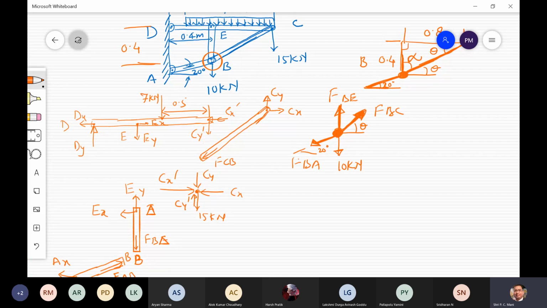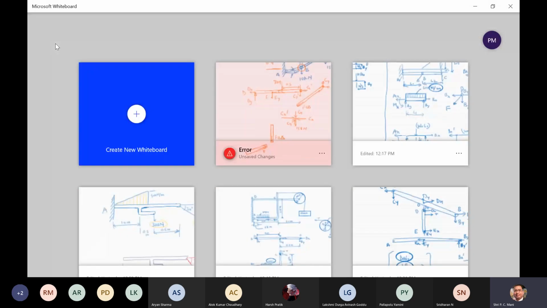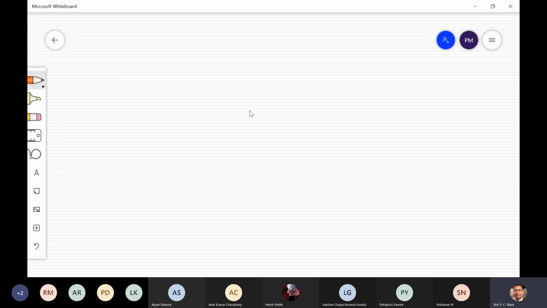So this way you have to draw the free body diagram. As per the question you have to think what type of solution, how you can solve the problem. As per that you have to use the free body diagram. Basically, in all cases you have to draw the free body diagram.